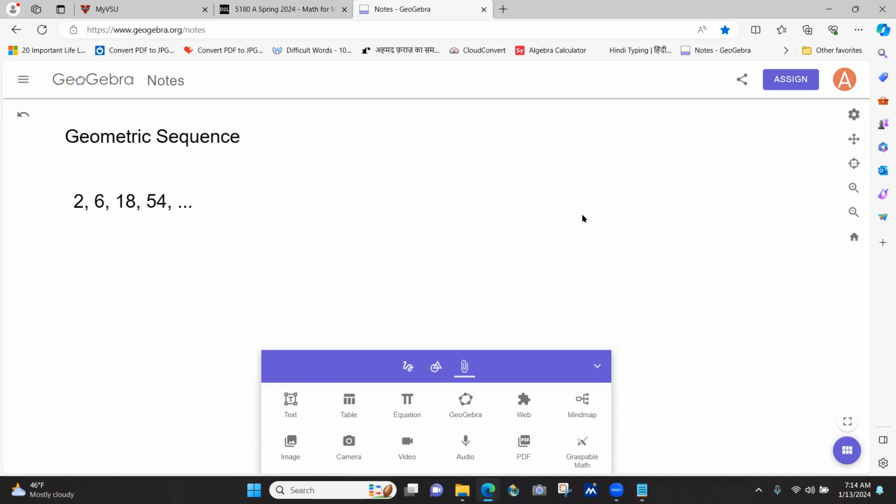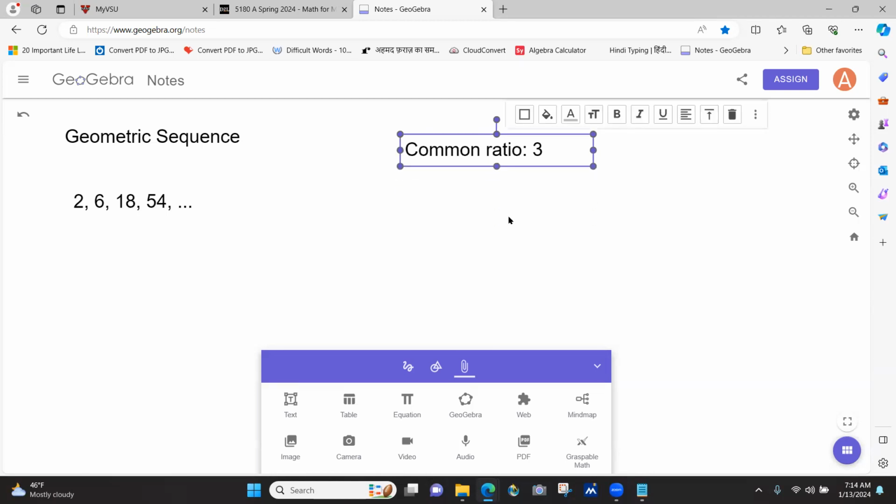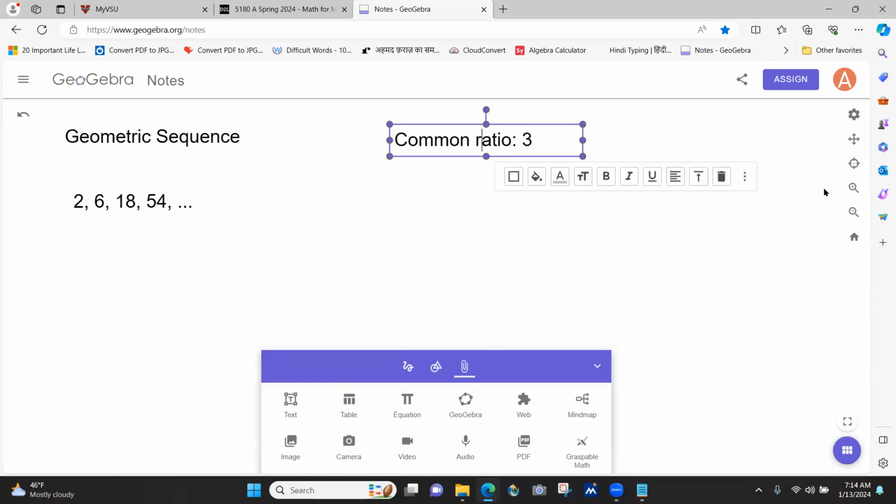So anyway, in a geometric sequence, we have something called common ratio. In this case, the common ratio is 3. Now, to find the common ratio, once you establish that a sequence or a pattern is geometric, you find the common ratio by dividing a term by the previous term. 6 divided by 2 is 3. 18 divided by 6 is 3. 54 divided by 18 is 3. That's how you find the common ratio. So just like before, guys, how do we find the nth term of a geometric sequence, like the 50th term, the 60th term?